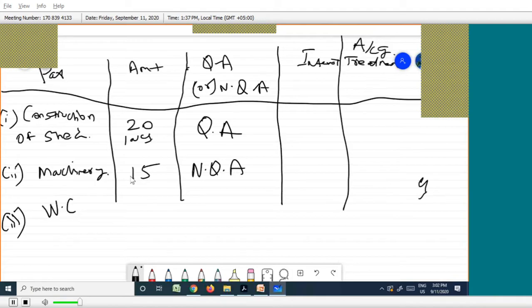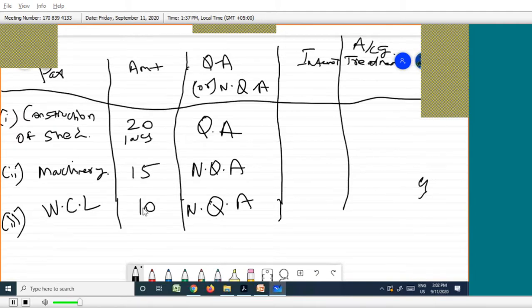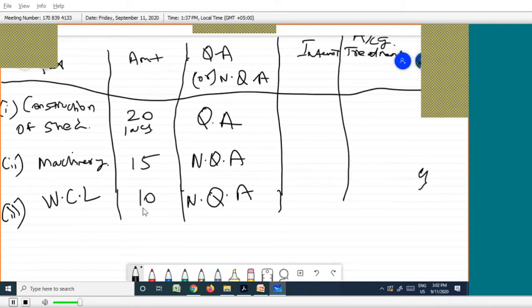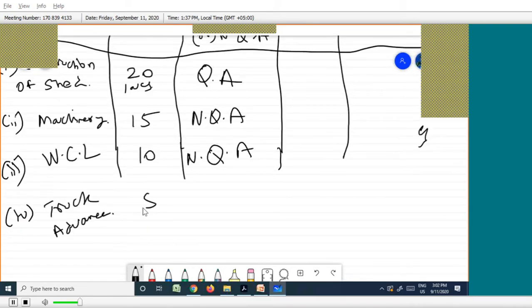Third one, working capital loan. How much? 10 lakh. QA or NQA? NQA. This is also NQA. Then the fourth one, truck advance, 5 lakh. QA or NQA? NQA.